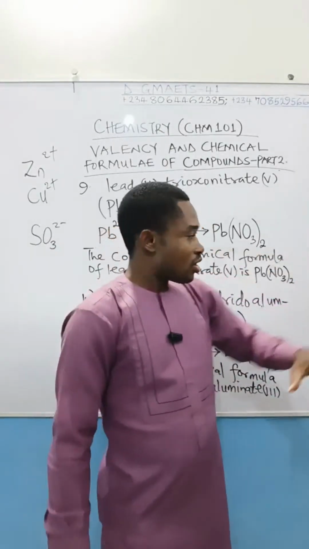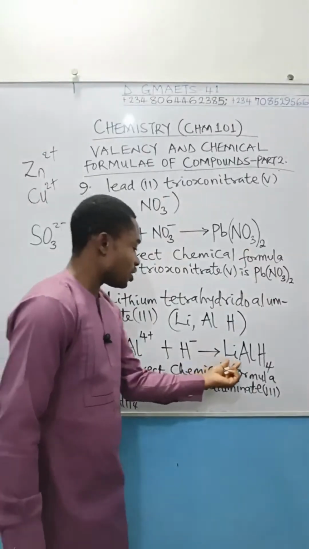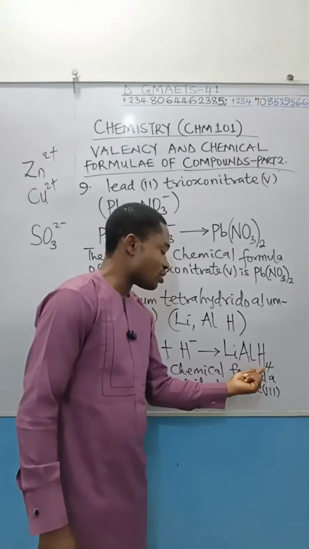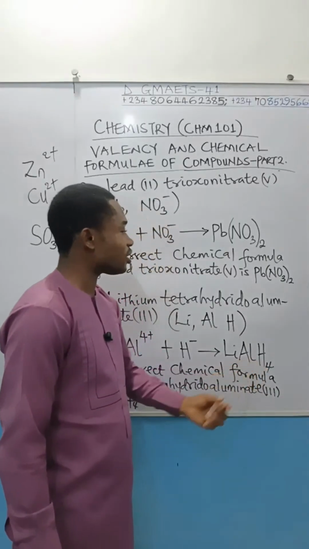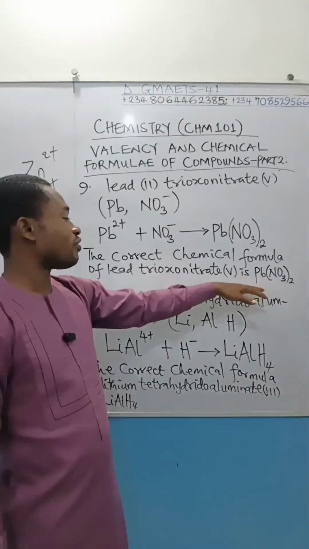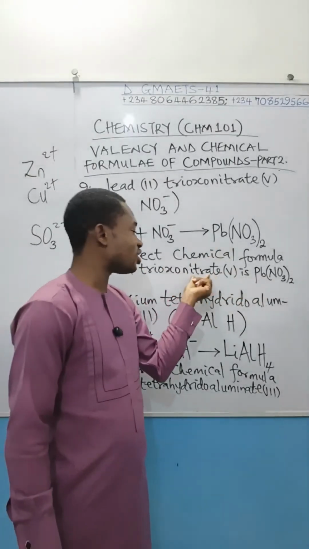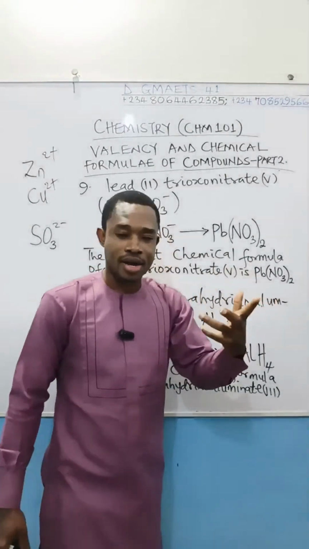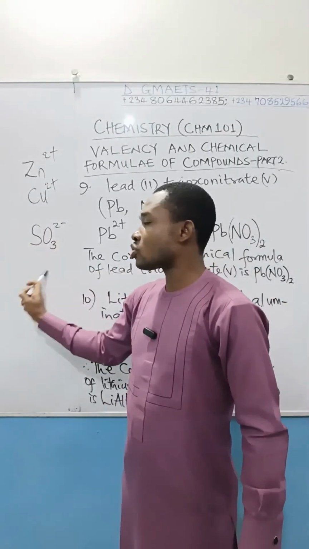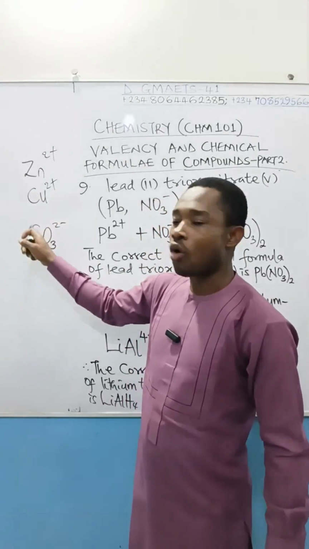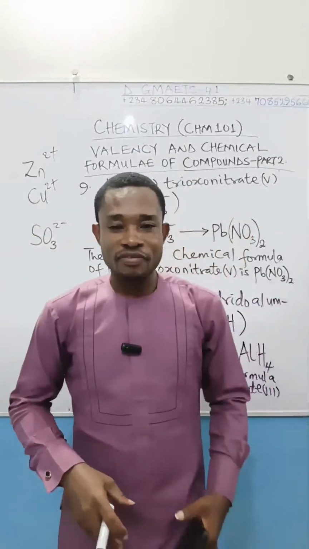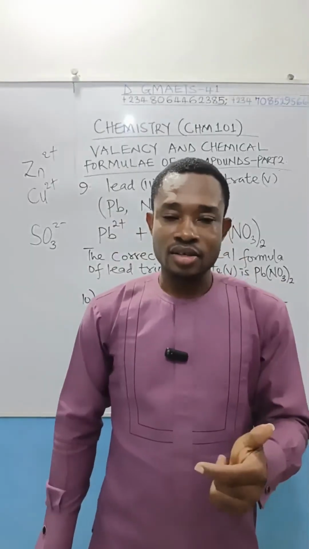Then if I give you a full compound, like lithium tetrahydroaluminate(III), why is this guy aluminate 3? You heard when I pronounced this lead(II) trioxonitrate(V). Why is it that this nitrogen is nitrate 5? Why? This guy told you to find out the correct chemical formula of sodium trioxosulphate(IV). Why is it that the sulfur there is 4? We shall find that out in our next class.